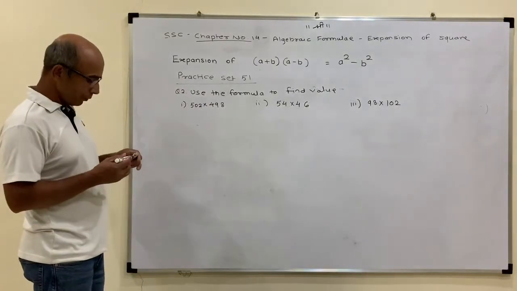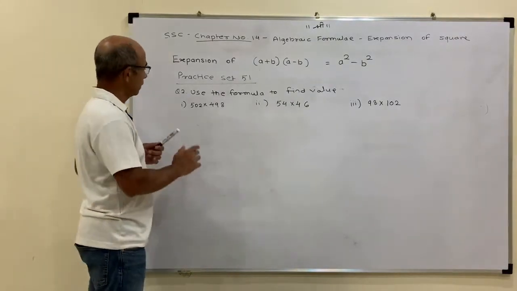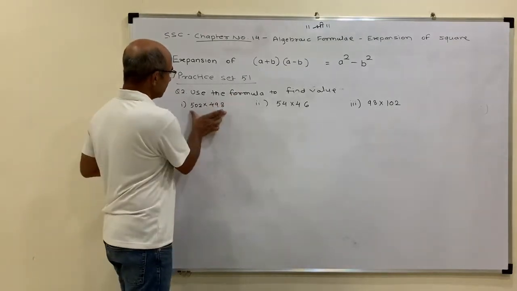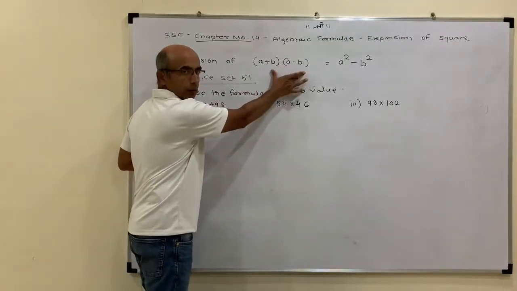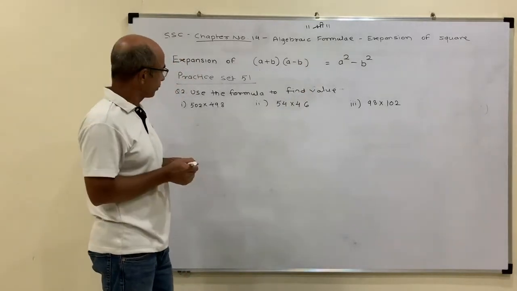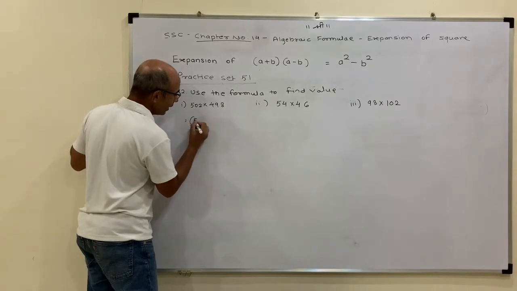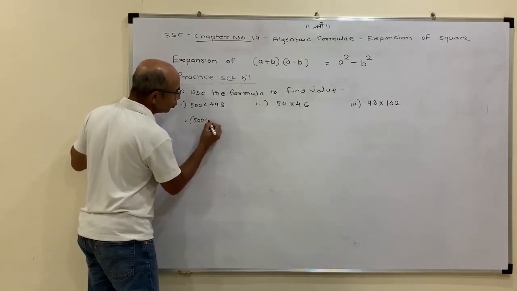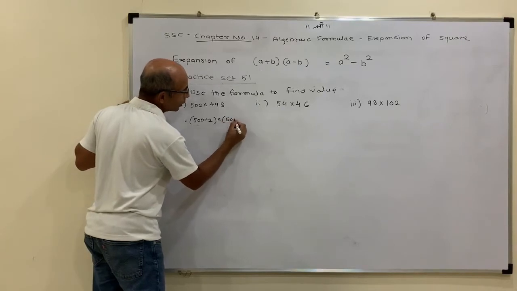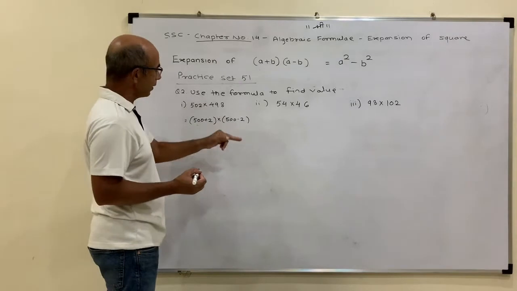Now question 2. Use the formula to find the value. First, let's solve the first. Exactly, we are going to put these two numbers in this format, and then our answer will be a square minus b square. Now 502, I will rewrite as 500 plus 2, into 500 minus 2. So 498 is 500 minus 2.